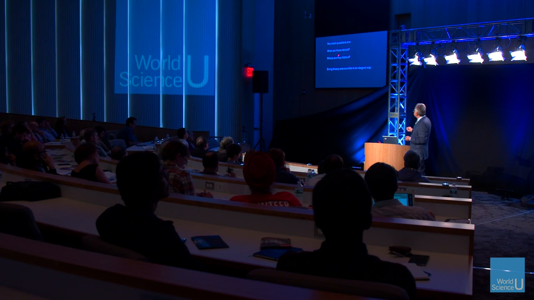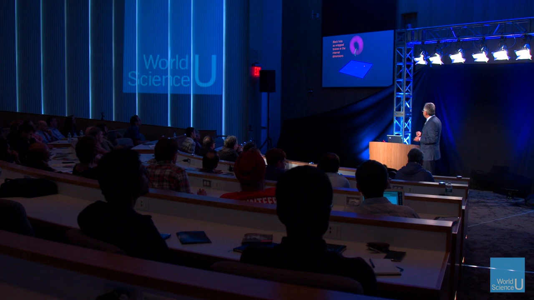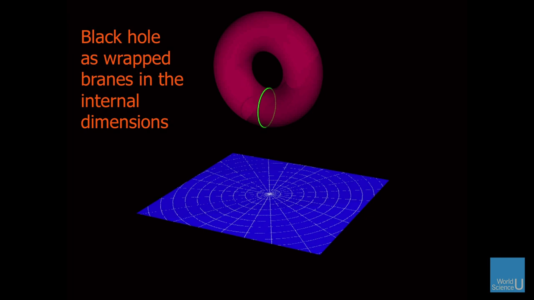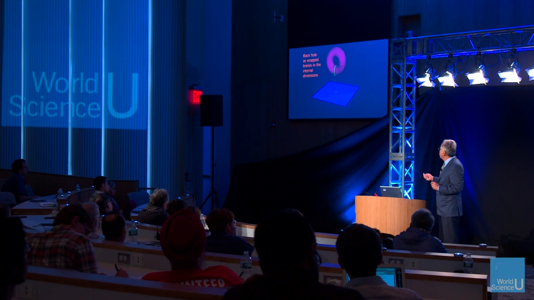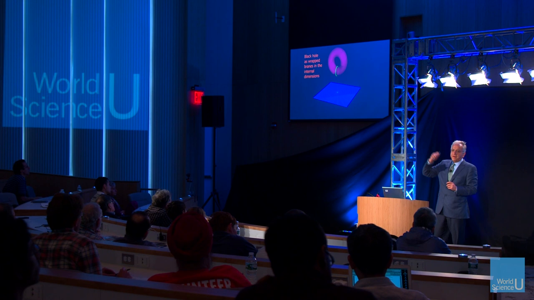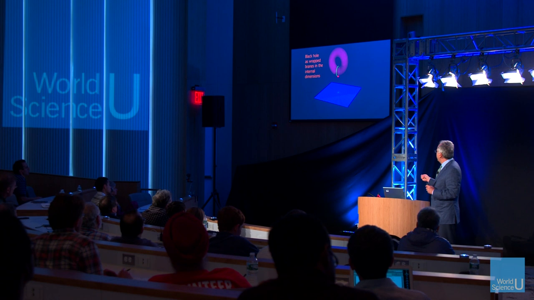So the question would be, what are these states? Where are they hidden? And string theory answers these questions in an elegant way. So here I'm denoting, as I mentioned to you, that the space has, let's say, three macroscopic dimensions, the ones that we see. And then there are some hidden, tiny dimensions, which I'm drawing here by this red donut-shaped object, a torus. You can think about this as the internal degrees of freedom of the geometry of string. And then you can take one of these strings or membranes and wrap it around these cycles of this donut at a given point in space.